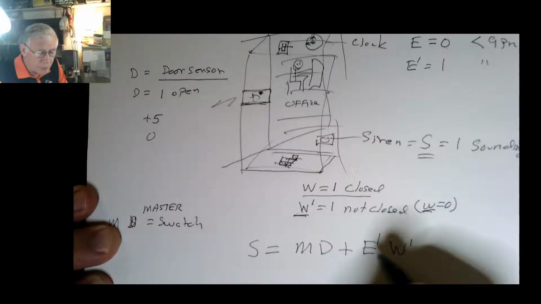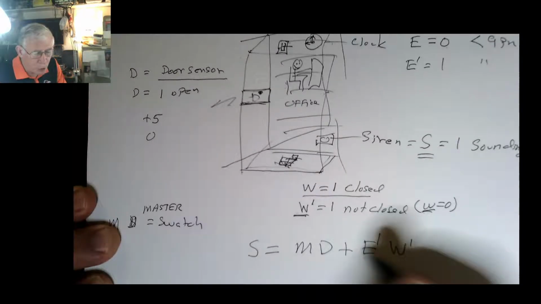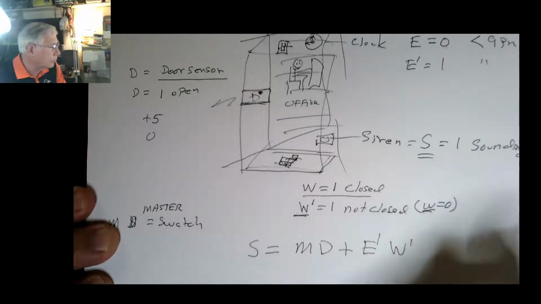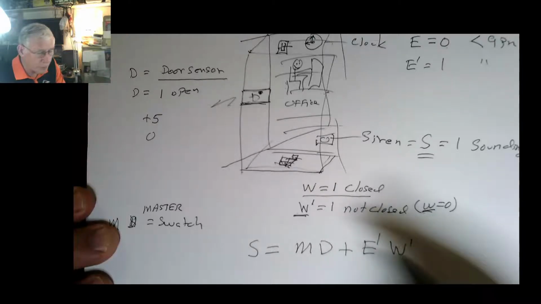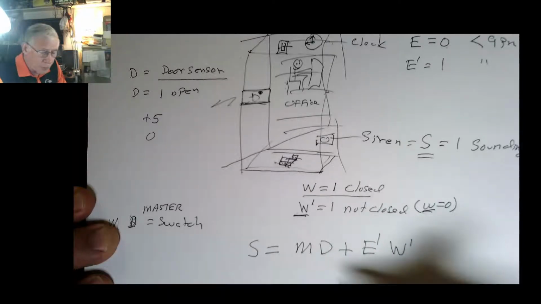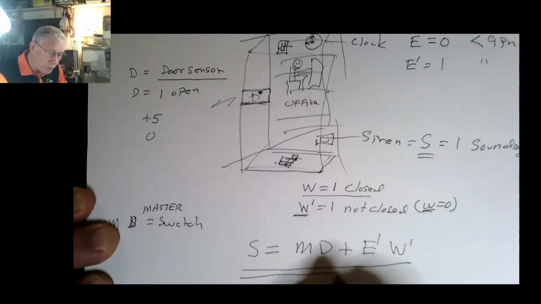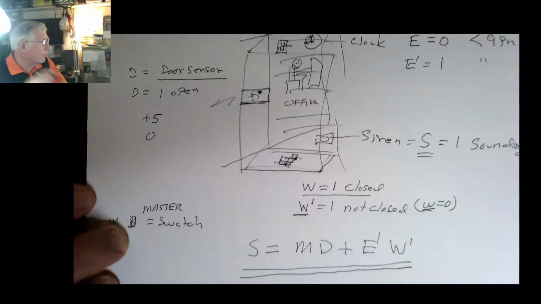Now, when we have not in the name, we usually want to use primed variables. When we don't have not in the description, we usually want to use unprimed. Doesn't really matter. It all works out the same. Just depends on how we define them. All right, so here is the logic expression that we've deduced from this description.